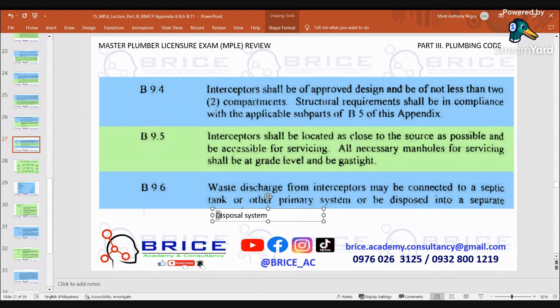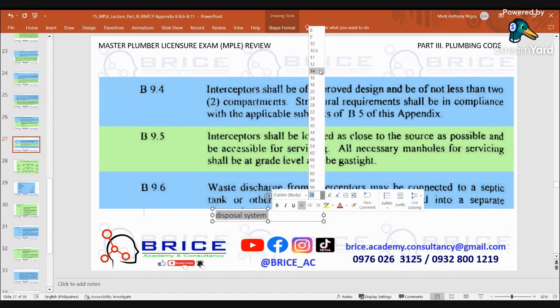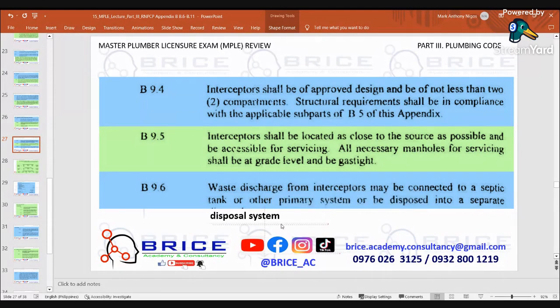Dapat may kami nito. Lakayan na lang natin yung 1, 2. Yan. So, yan siya. Okay.